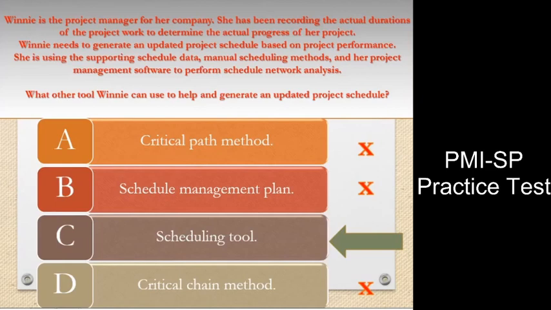Answer option D is incorrect. The critical chain method can be analyzed, but it is a part of the project management information system. In addition, the critical chain is not better or worse than the critical path method, so by having both answers among the choices, both answers are cancelled. Answer option B is incorrect. The schedule management plan may need to be referenced to create a new project schedule, but it is not a tool that Whitney can use.